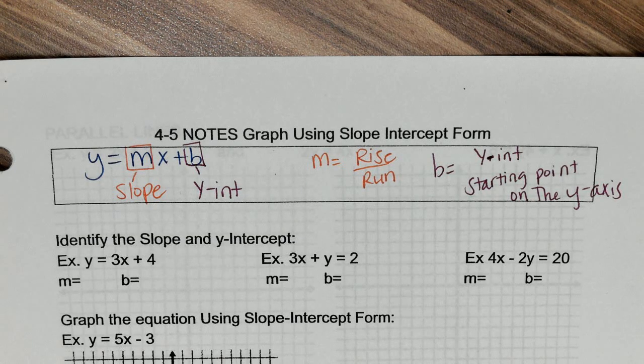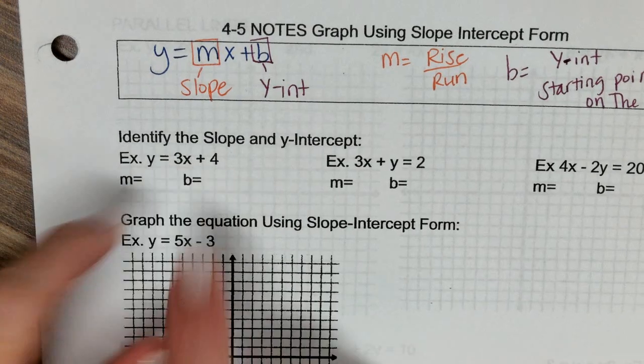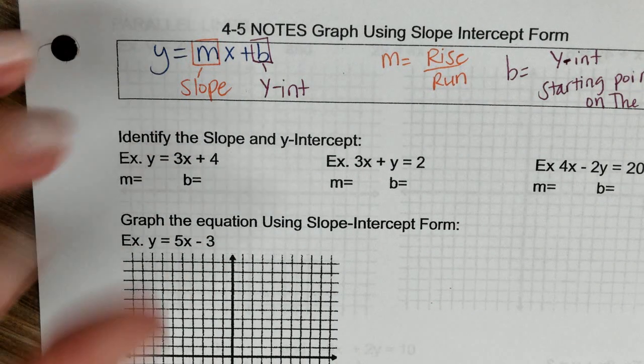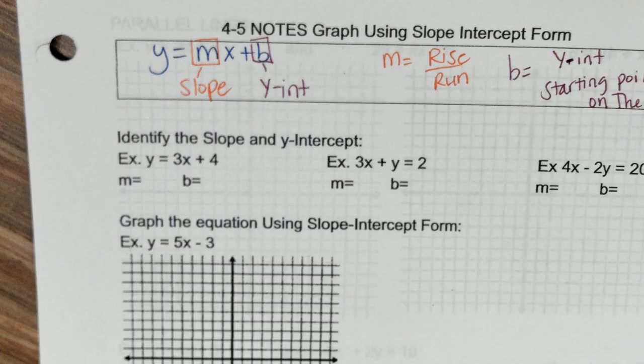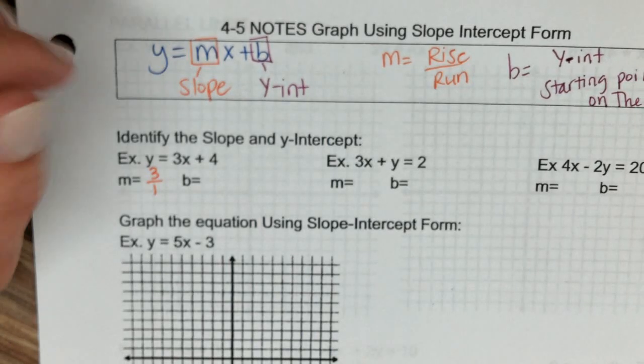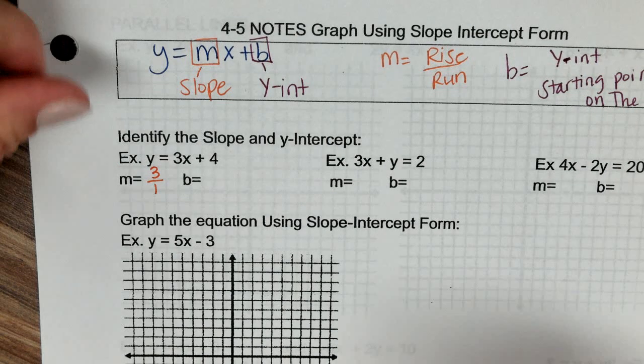Okay, so the first three examples, they just want you to identify the slope and y-intercept. So look at the first equation. Is it in slope-intercept form? Yes. What is the slope? So if I want it as a rise over run, what would I write? 3 over 1. What is the y-intercept? 4.